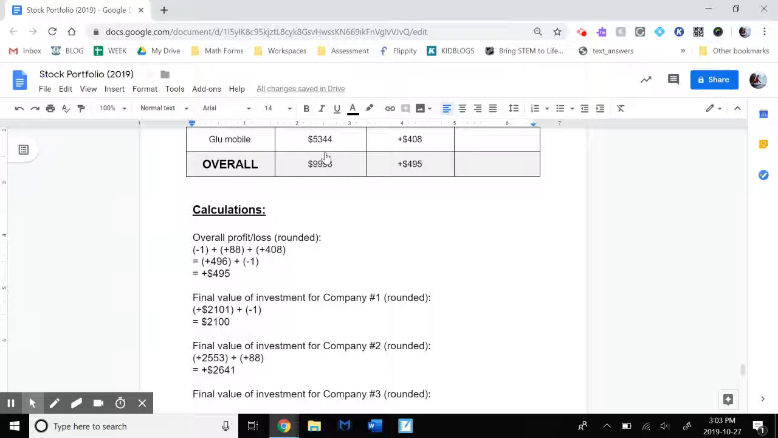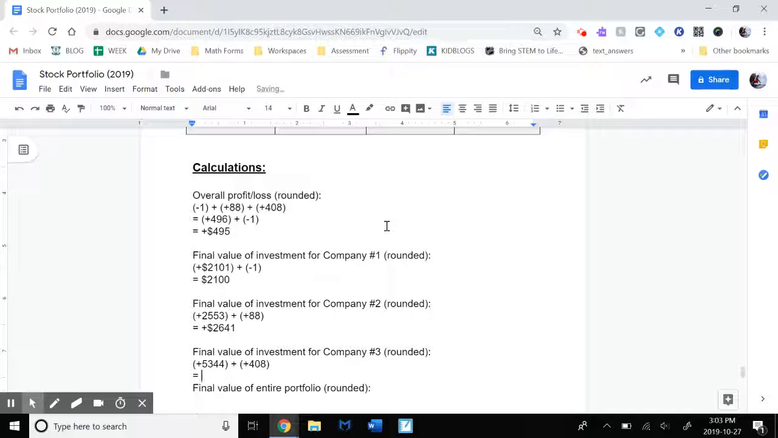And then their final value for Glue Mobile, they originally invested $5,344, and that went up a lot. So 5,344 plus 408 is $5,752. So that's their final value. So those are the final values that are going to go into the chart here. These are all positive integers.